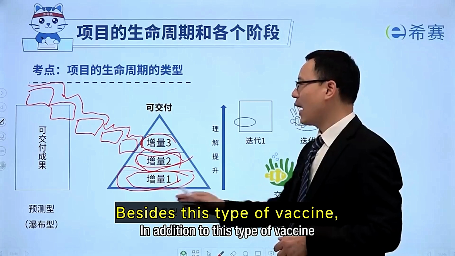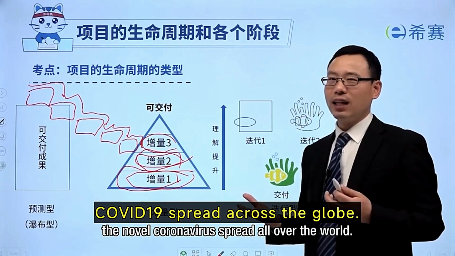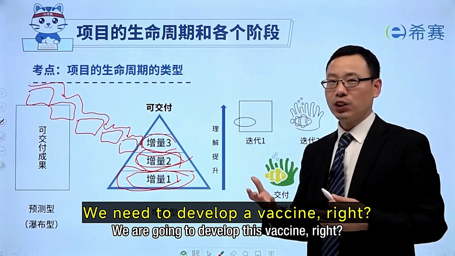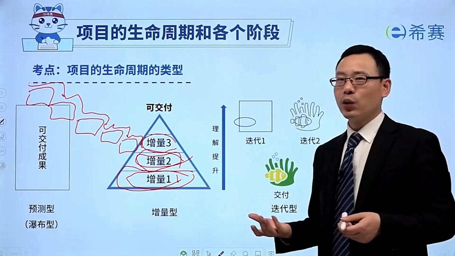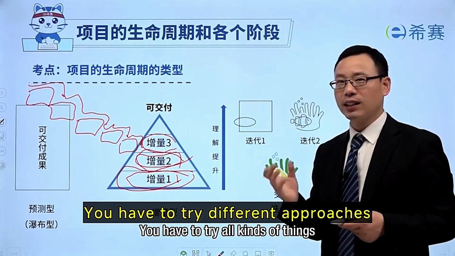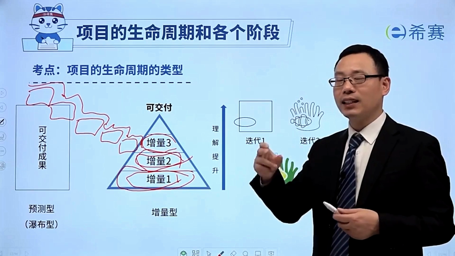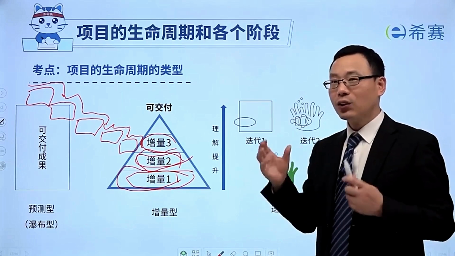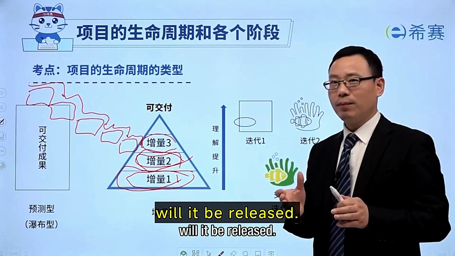Besides this type of vaccine, there's another very common type. Take 2020 for example, when COVID-19 spread across the globe, we needed to develop a vaccine, right? When developing the vaccine, you'll face many hurdles. You have to try different approaches, and then you must proceed. Only when the vaccine has been proven safe and effective will it be released.